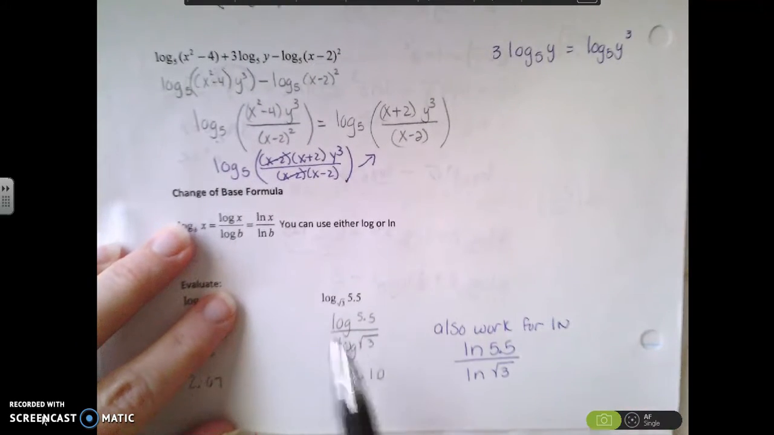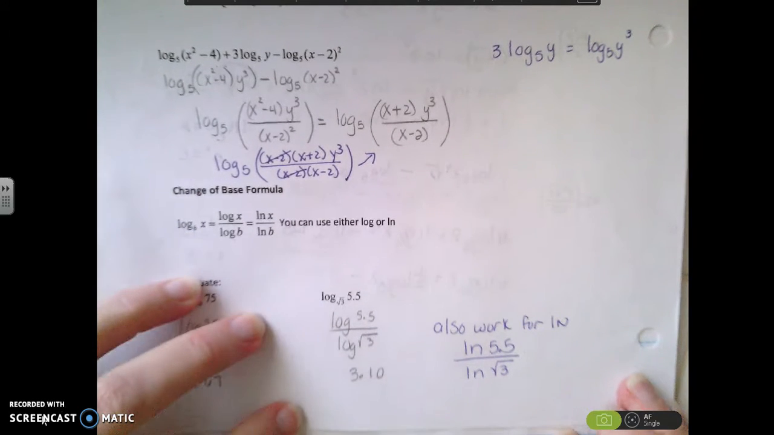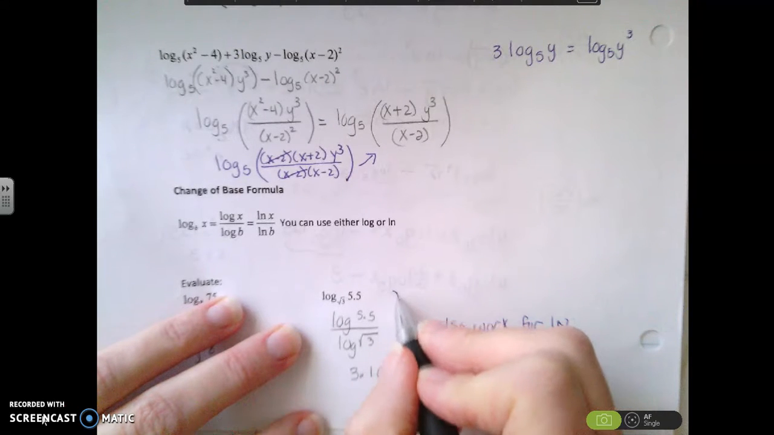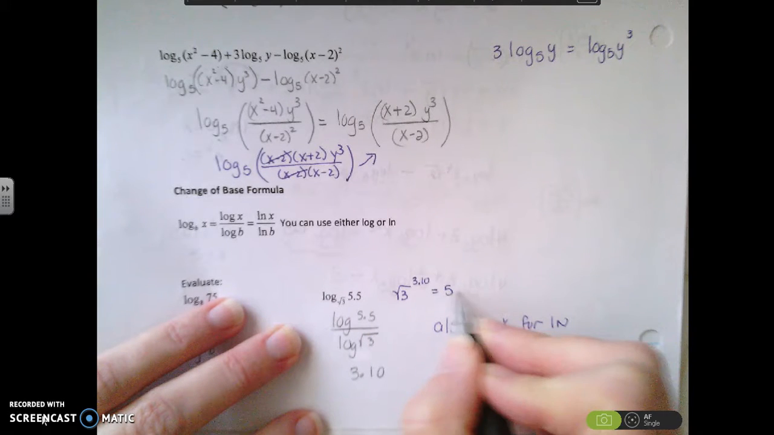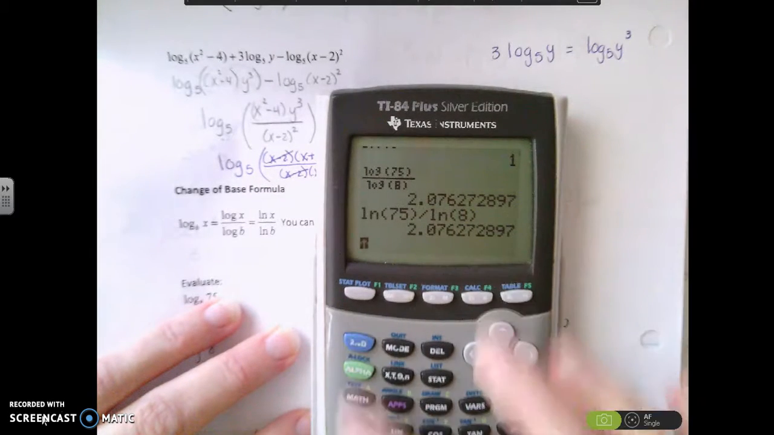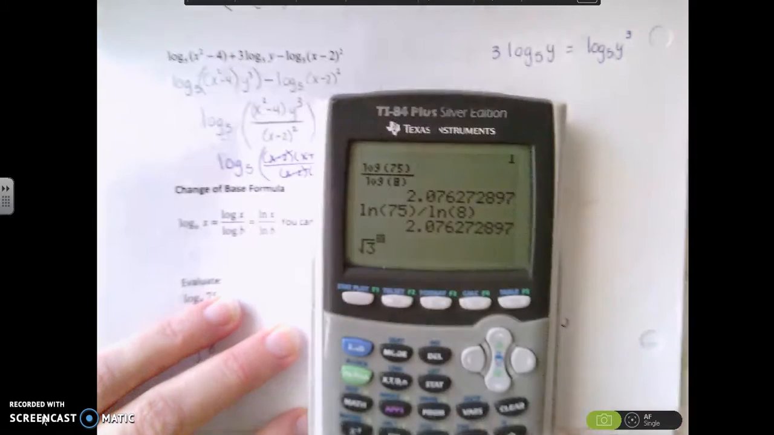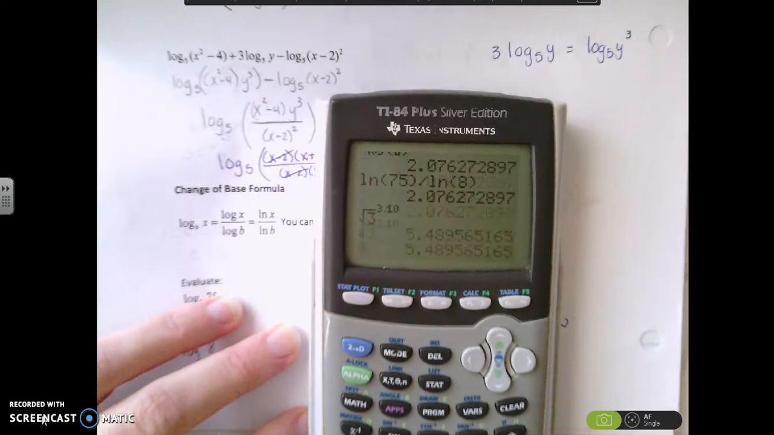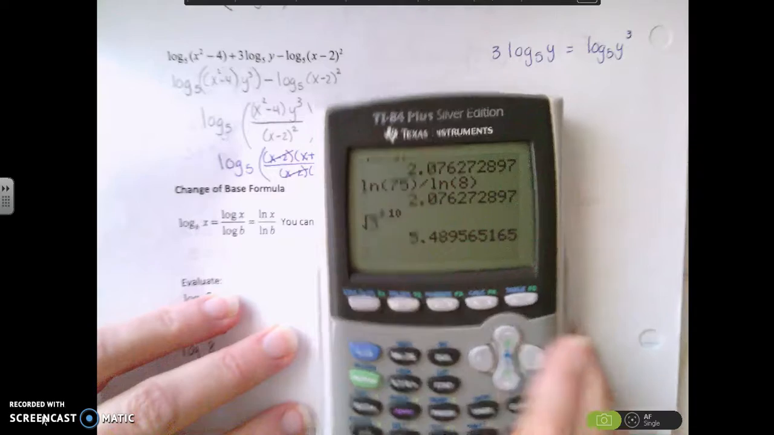Okay, so here again, change of base, so we have log 5.5 and log square root of 3. If I put that in my calculator, I get 3.10. Again, what that means is square root of 3 raised to the 3.10 power is going to be 5.5. So you could always check it. It's not going to be exact because we're rounding it off. Square root of 3 raised to the 3.10 power equals close to it, 5.48, rounded off is 5.5. Okay?